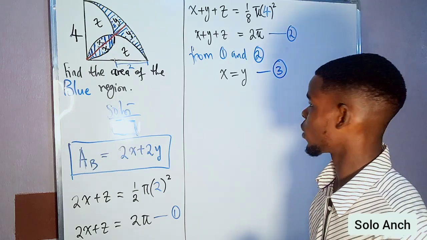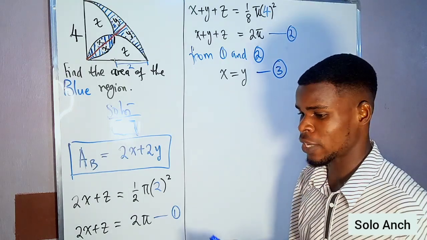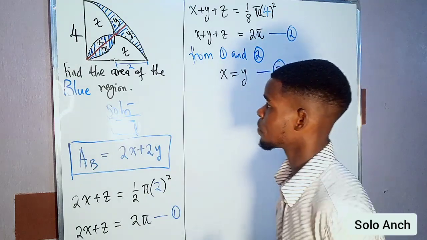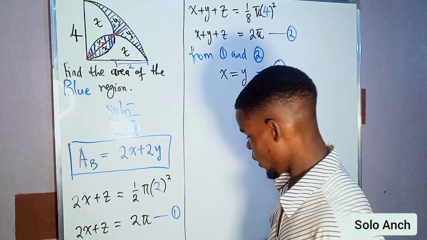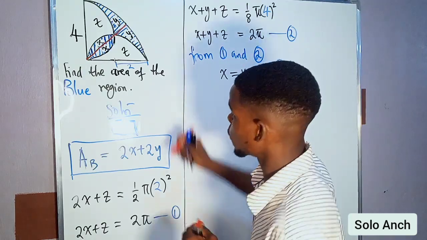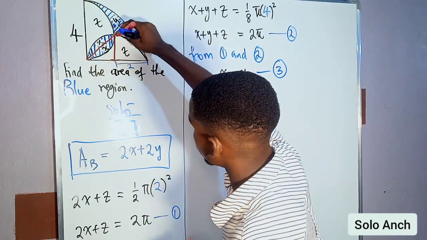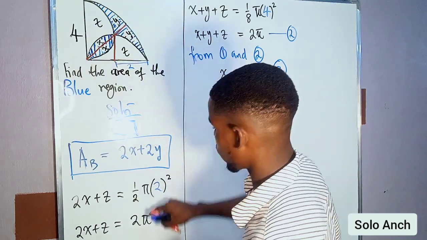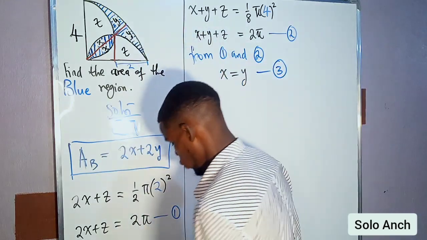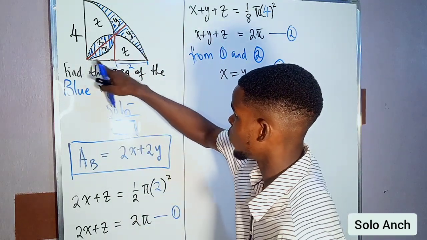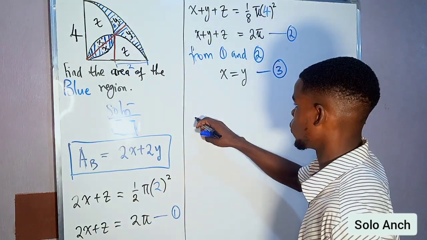Let's see what else we can consider, because we need to know the value of X in order to determine the value of Y, or vice versa. Let's notice something here. If I split this semicircle into two equal parts, notice what we have for this half of the semicircle. This half, we're going to have this diagram. So let me try to draw something out.